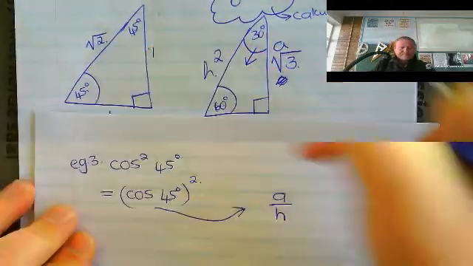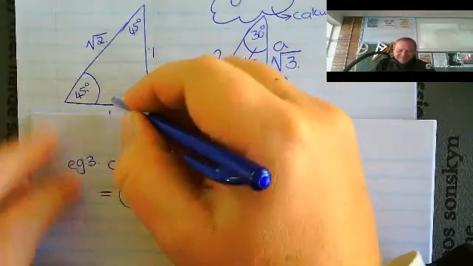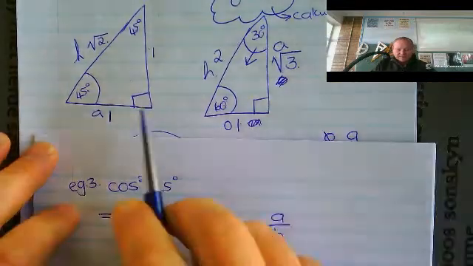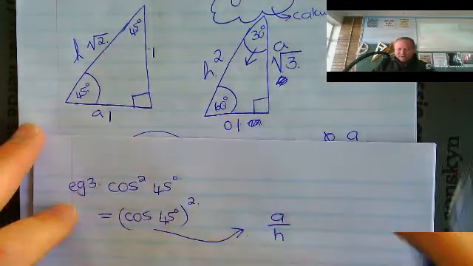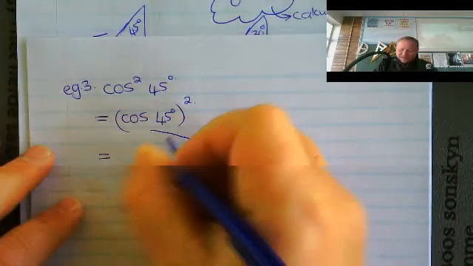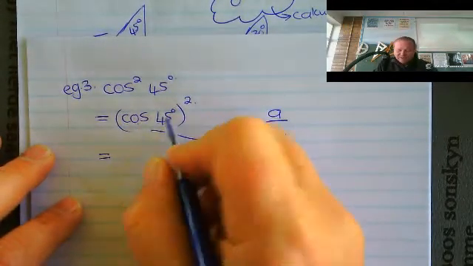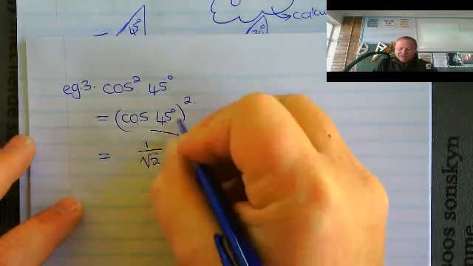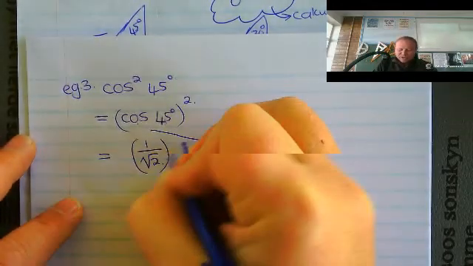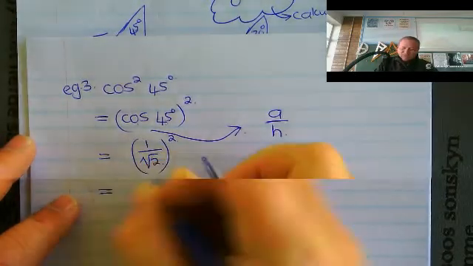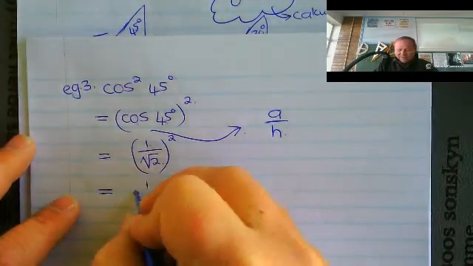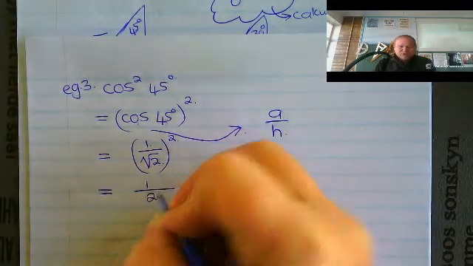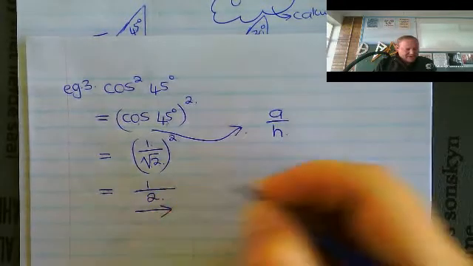So I'm standing here. Adjacent is this side, hypotenuse is this side here. So it's going to be 1 over the square root of 2. So in the place of cos of 45 degrees, I can write 1 over the square root of 2. But now I must remember it was in brackets and it was to the power 2. 1 to the power of 2 gives me 1. Square root of 2 multiplied by square root of 2 will give me 2. So the answer there is a half.